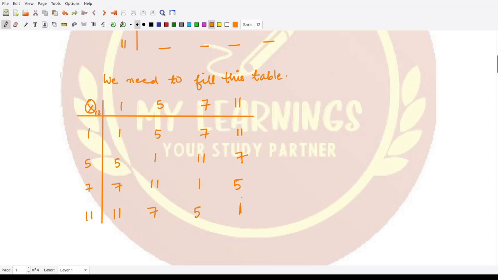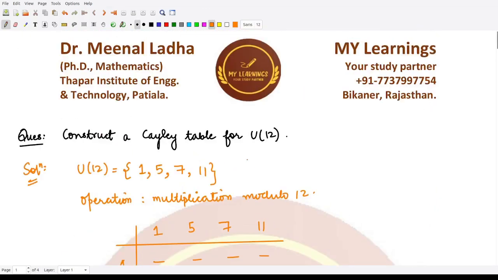So I hope you understood how to draw a Cayley table for U12 or for any other finite group that you can do very easily.